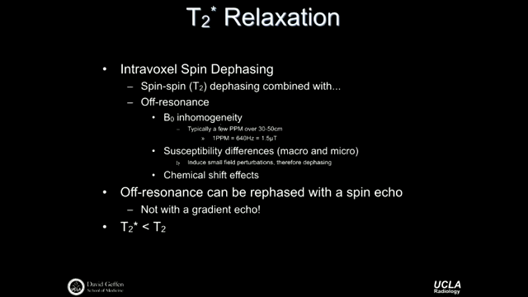We can also have so-called susceptibility differences. Susceptibility refers to how well the B0 field penetrates into the object. Susceptibility differences, whether macro scale or micro scale, where micro means protein level and macro means above the voxel level, will also cause small field perturbations and therefore dephasing.